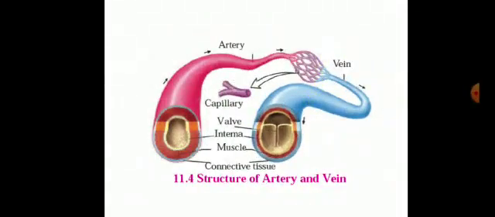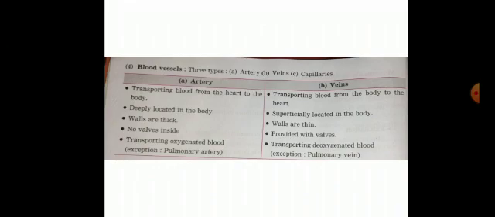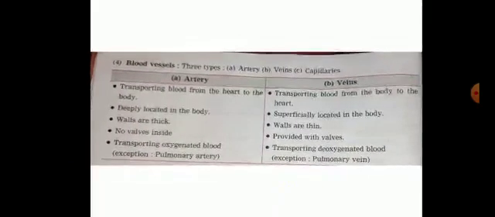Draw this diagram in science copy. You can write down this difference between artery and veins. Make two columns, separate columns, and write down the difference between arteries and veins.